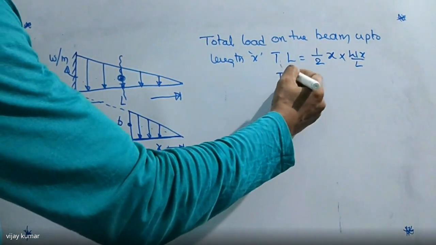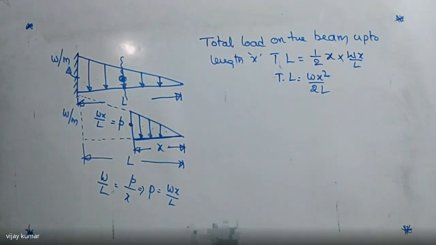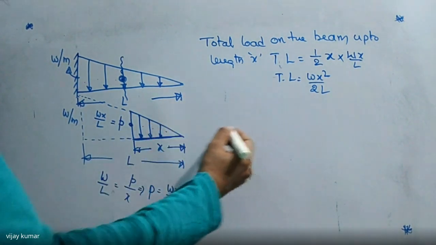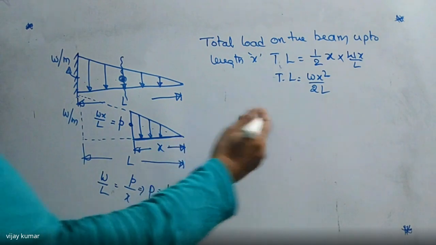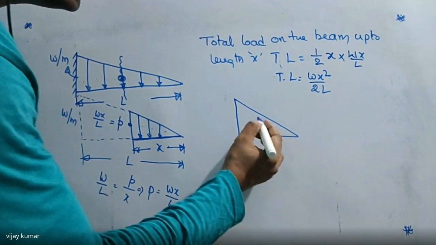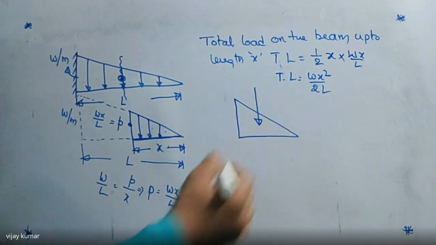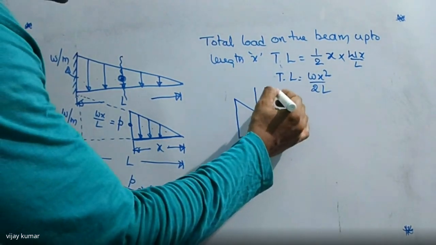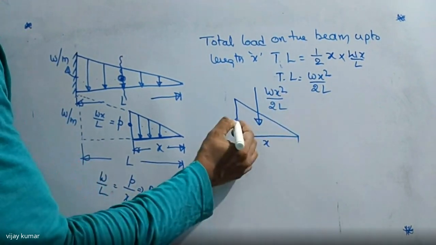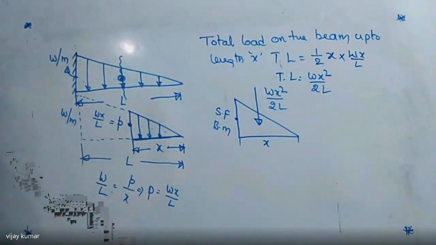Then what is the total load here? The total load is equal to Wx square by how much? 2L. That is the total load on this right portion. So I'm writing the free body diagram of this portion. Listen carefully. This is the right portion. This total load must be passing through its center of gravity. So here I'm writing Wx square divided by 2L. This total length is x here. This is the point where we are going to find the shear force and bending moment. Got my point? Right.